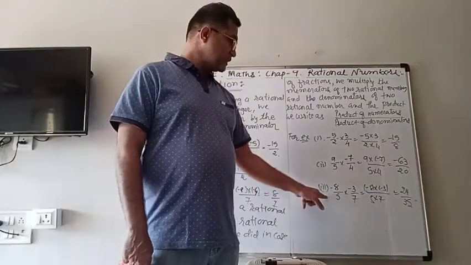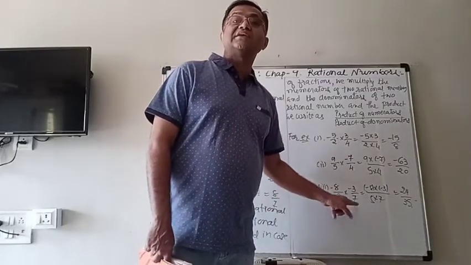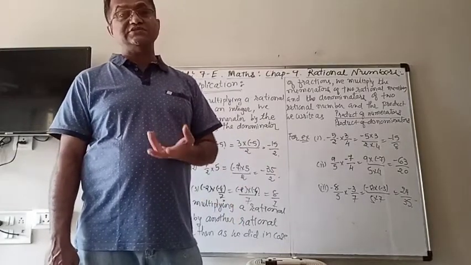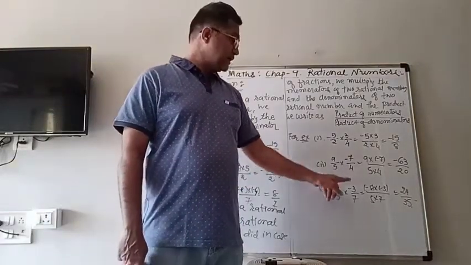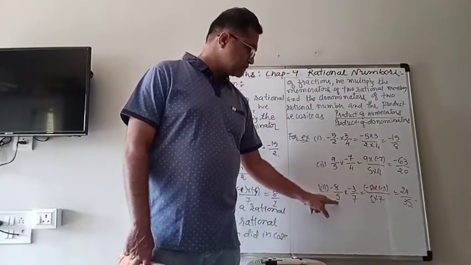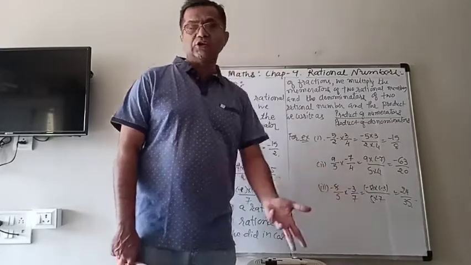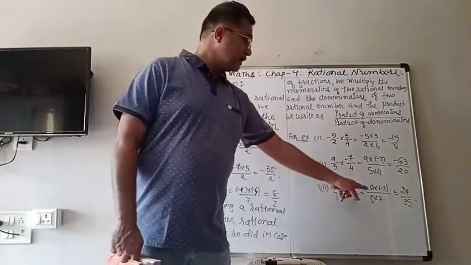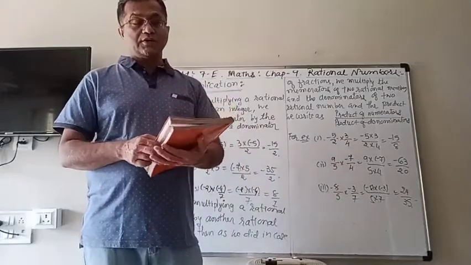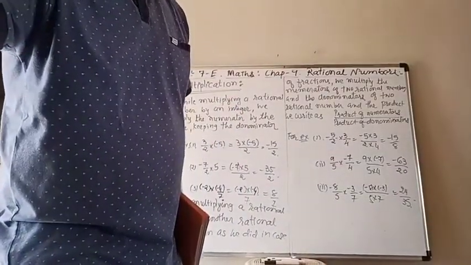Third example is there. Minus 8 upon 5 multiplied by minus 3 upon 7. So here also, what are the numbers in the numerator? Minus 8 and minus 3. So minus 8 multiplied by minus 3 divided by, in the denominator 5 and 7. So 5 multiplied by 7 in the denominator. And then products. 8 3s are 24. 5 sevens are 35. So 24 upon 35 is the right final answer of this.